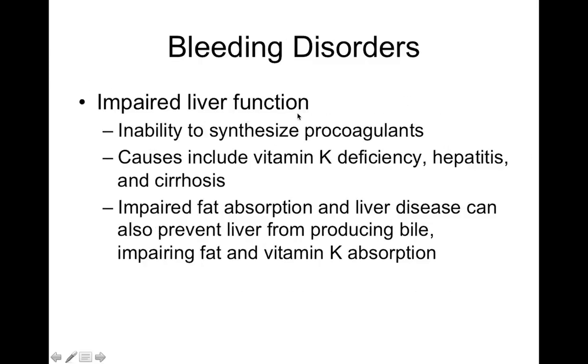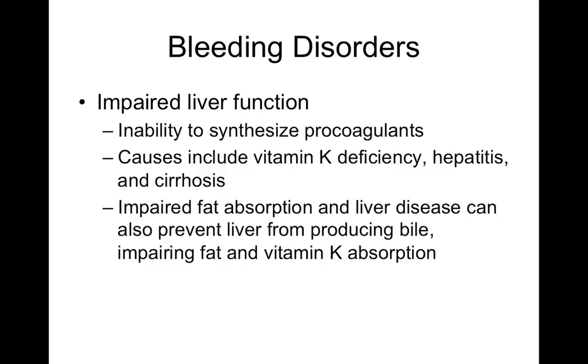Now, we know the liver is involved with synthesizing different factors that are involved with coagulation. And if someone has impaired liver function, this can lead to bleeding disorders as well. So if the liver can't normally produce these procoagulants, or if it can't store vitamin K, this can lead to bleeding disorders. And what's interesting, you guys, is that the liver makes bile, and bile is necessary for the digestion of fats. Now, many of these fat-soluble vitamins are necessary for blood clotting.